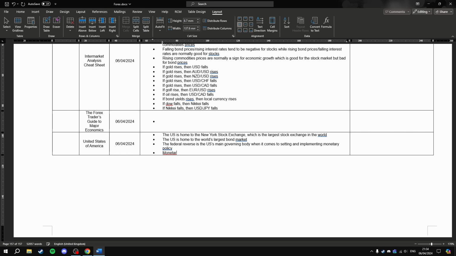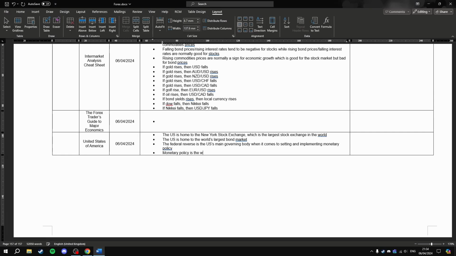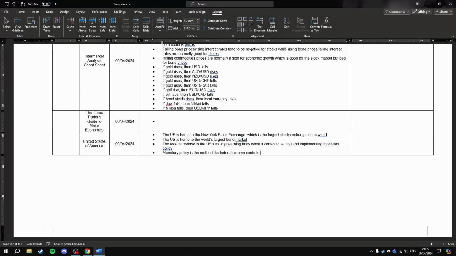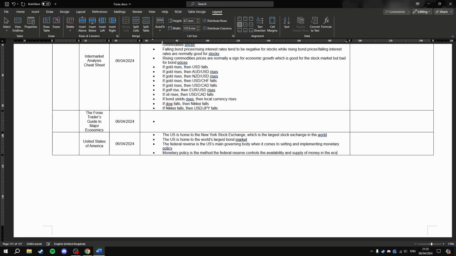Monetary policy is the method the Federal Reserve controls the availability and supply of money in the economy.